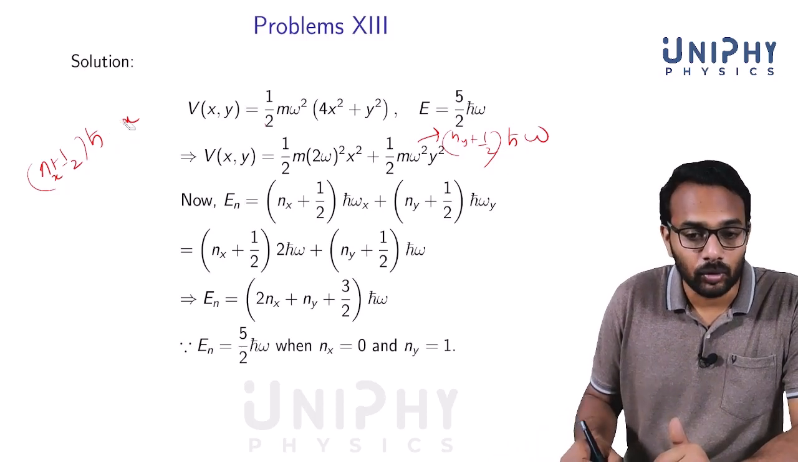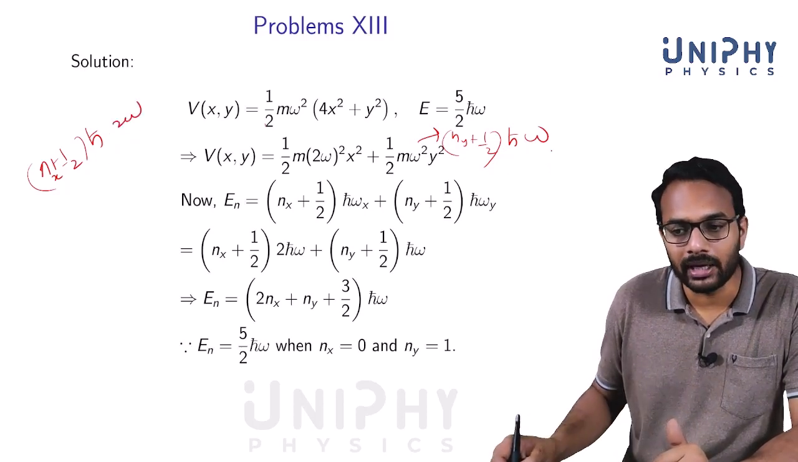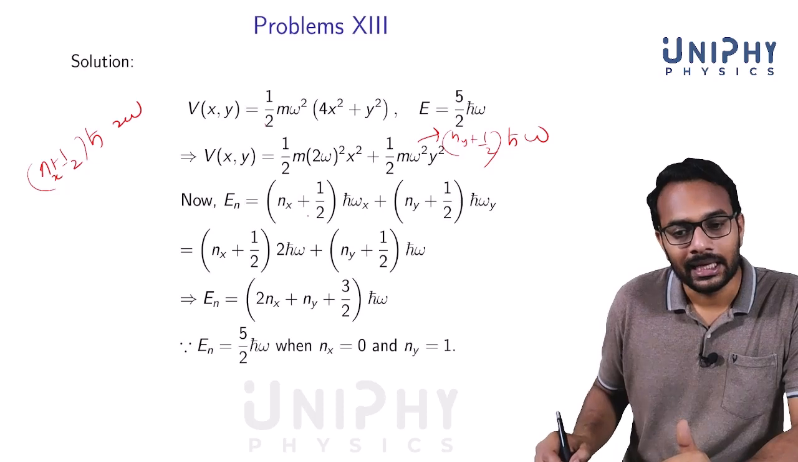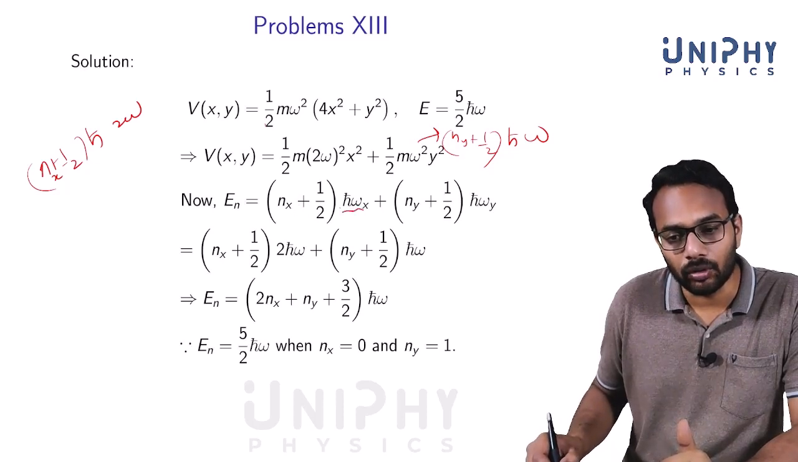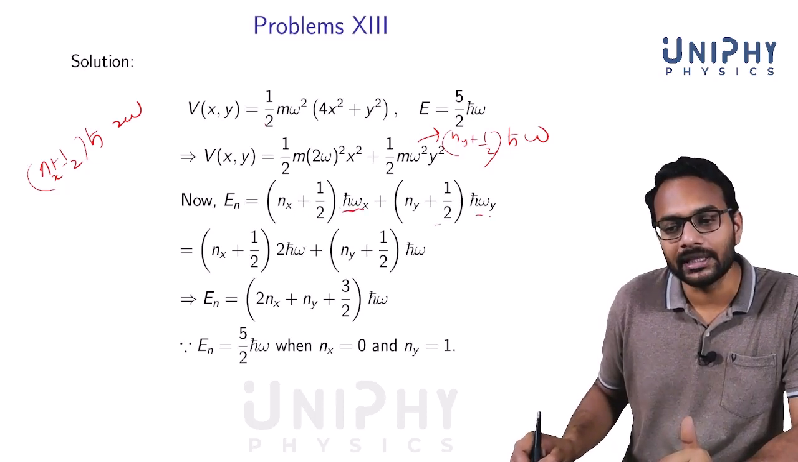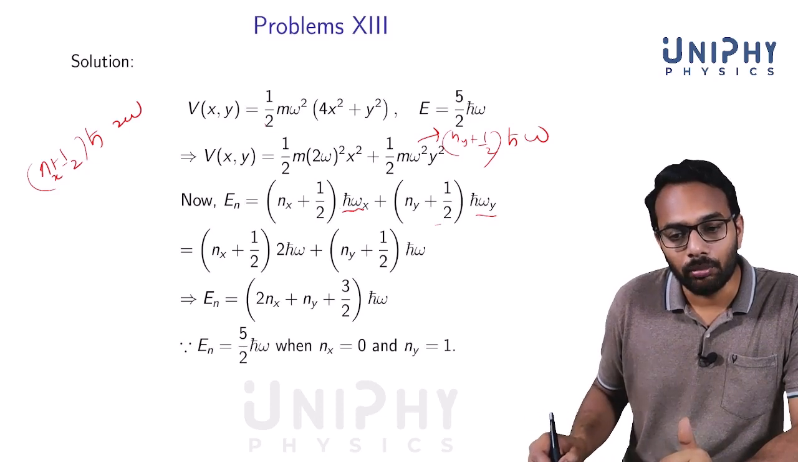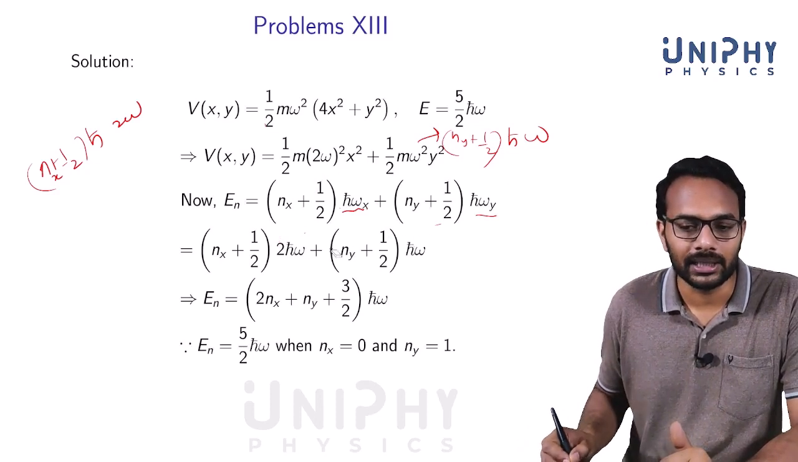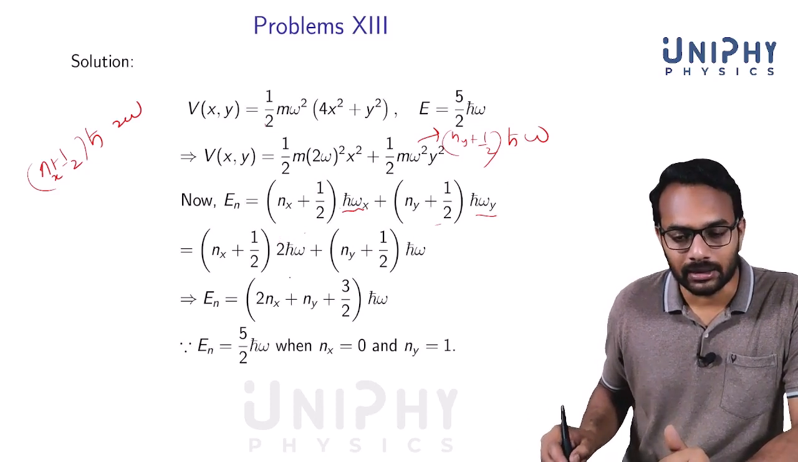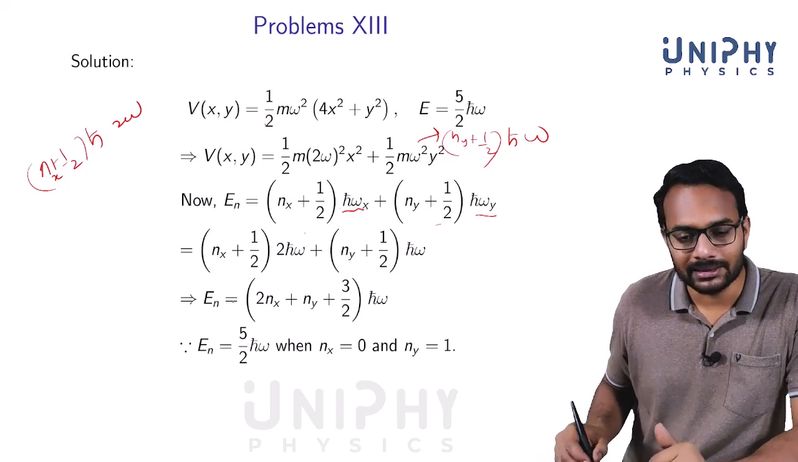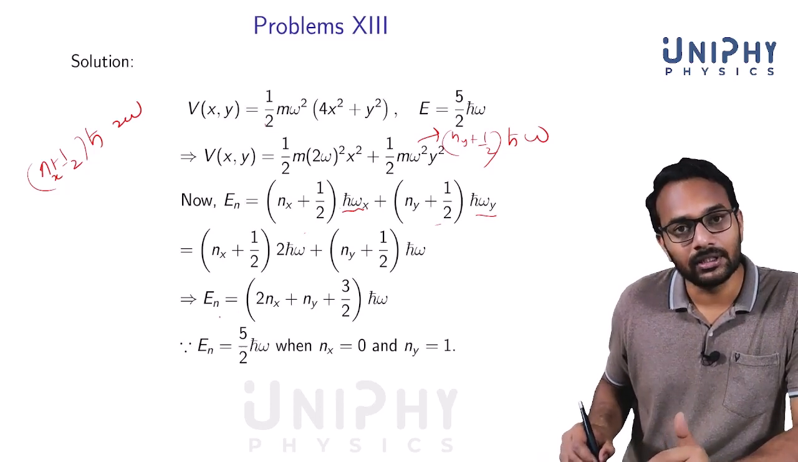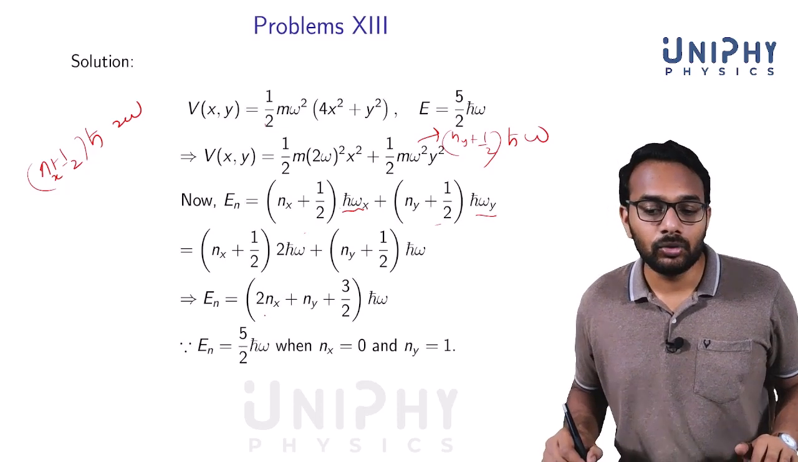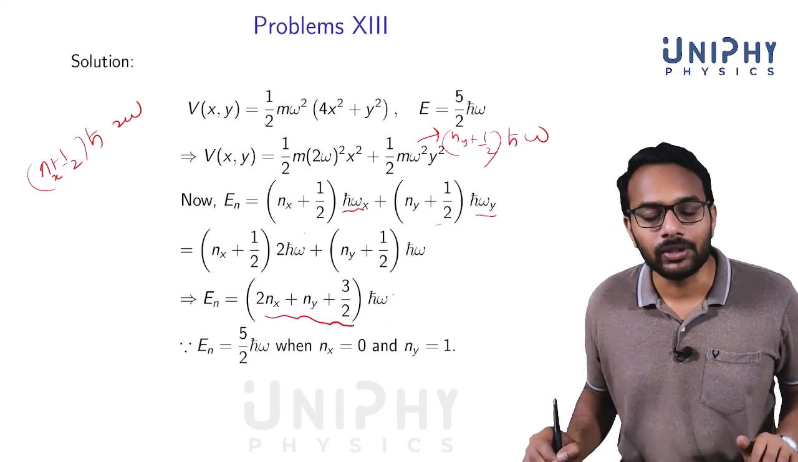Now this omega x is 2 omega and omega y is simply omega. So we can write it as nx plus half h cross omega x plus ny plus half h cross omega y, in this form. Now you just multiply it inside and add them up. You see that the expression for the energy eigenvalue is 2nx plus ny plus 3 by 2 h cross omega.